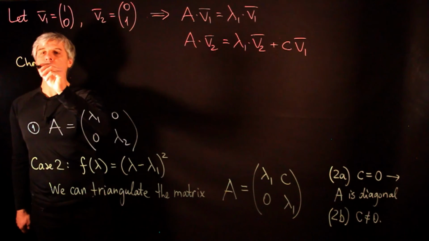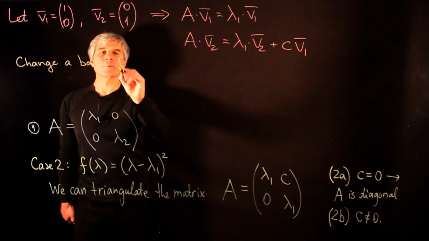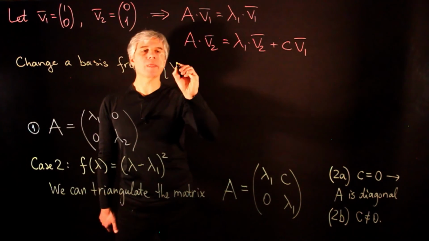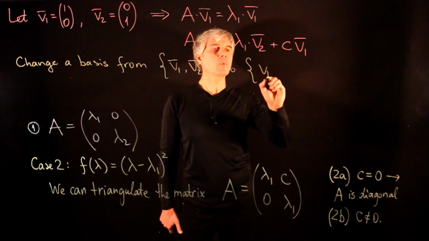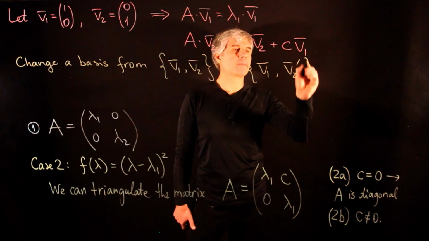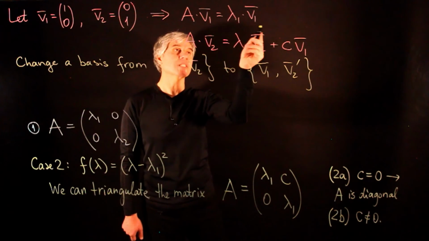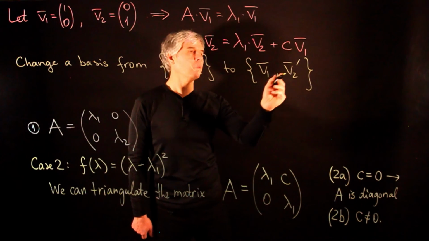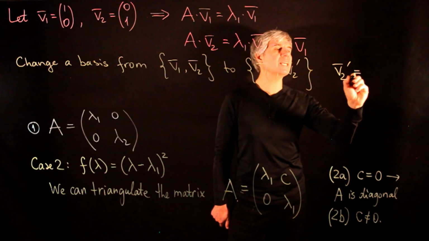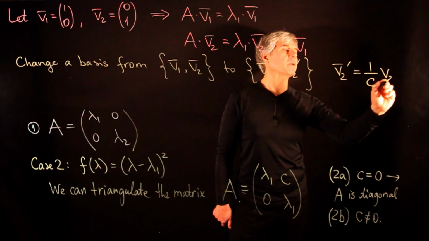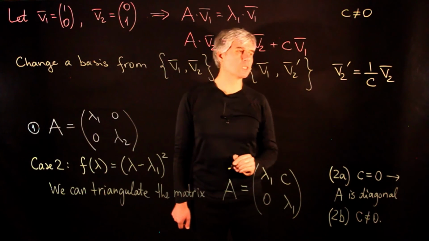Let us change a basis from our basis v1, v2 to the basis v1 and v2 prime. Here we keep the first basis vector intact, well, because it's already an eigenvector. And we change the second basis vector in the following way. So we just rescale it to 1 over c times v2. And recall that our assumption is that c is not equal to 0.